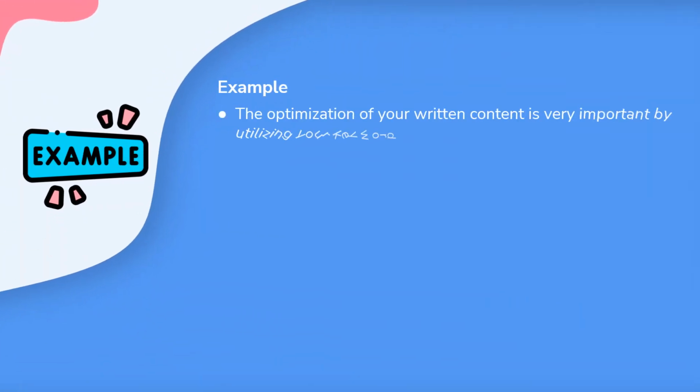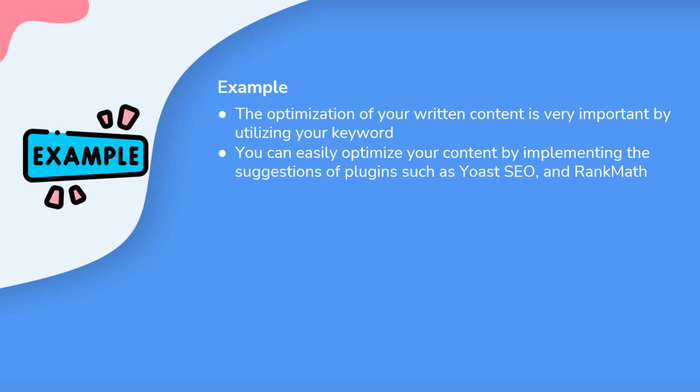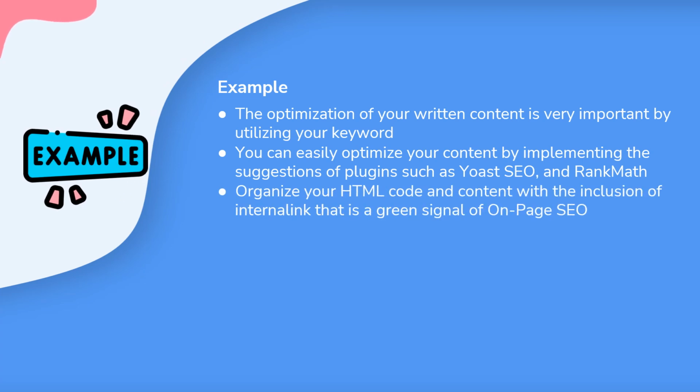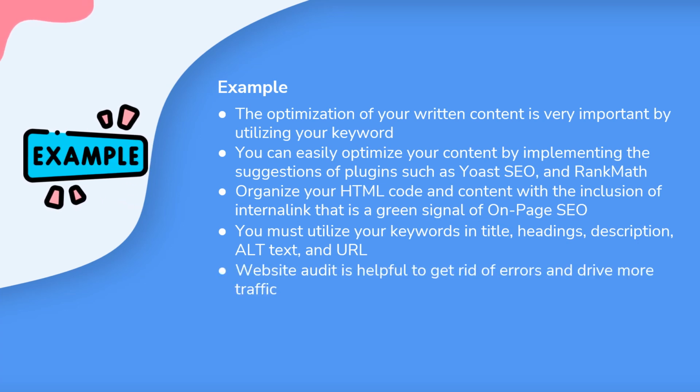Example: the optimization of your written content by utilizing your keywords is very important. You can easily optimize your content by implementing the suggestions of plugins such as Yoast SEO and RankMath. Organize your HTML code and content with the inclusion of internal links, which is a green signal of on-page SEO. You must utilize your keywords in the title, headings, description, alt text, and URL. A website audit is helpful to get rid of errors and drive more traffic.